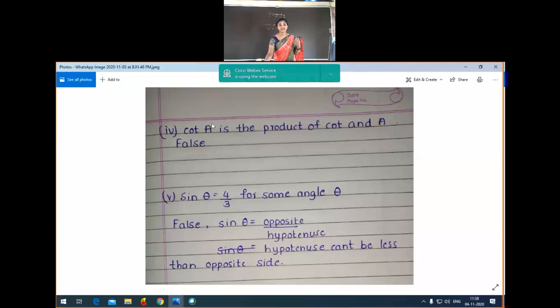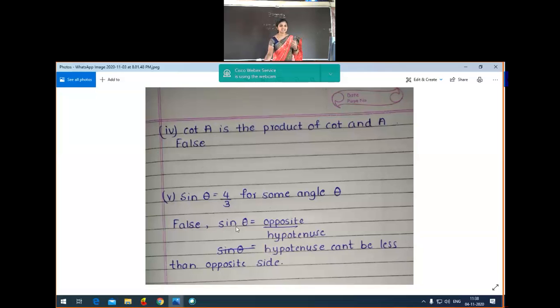Cot A is a single term. Justification I'll send in the WhatsApp group here. So this is a false statement because cot A is a single word. It is having one meaning. We cannot take cot separate or A separate.